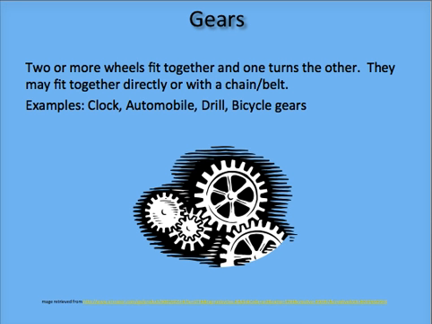Gears consist of several wheels which fit together. As one is turned, it causes others to turn. Sometimes they are connected by a chain or a belt. A small wheel may be turned with very little effort and will in turn cause larger wheels to rotate.